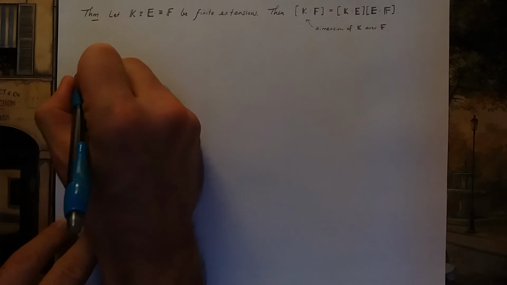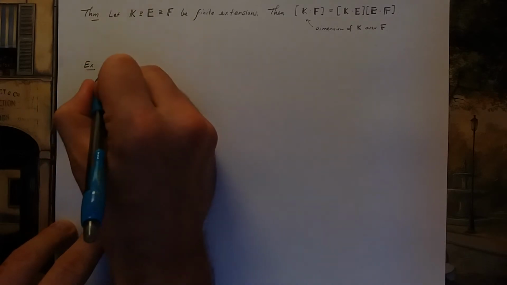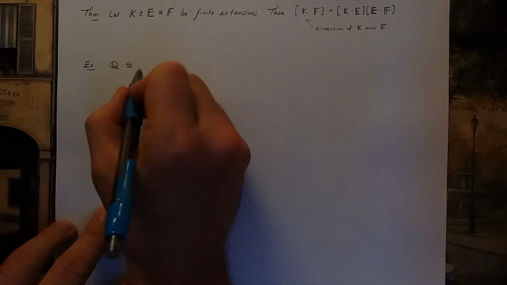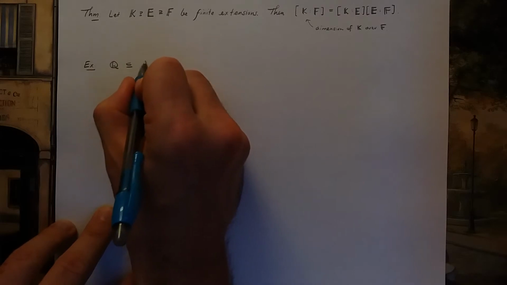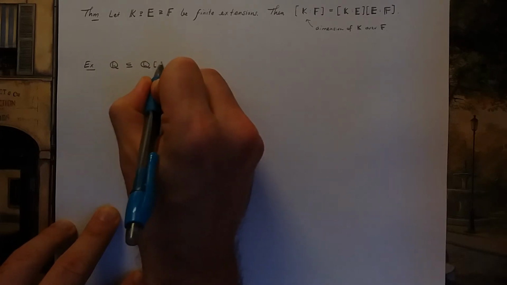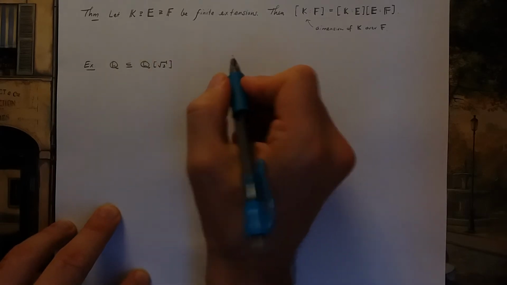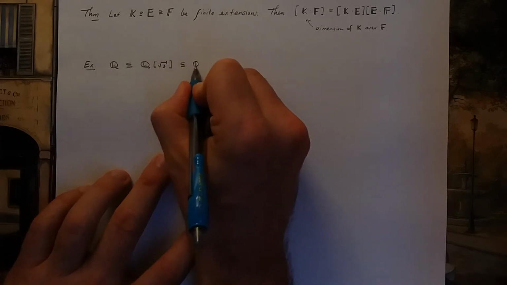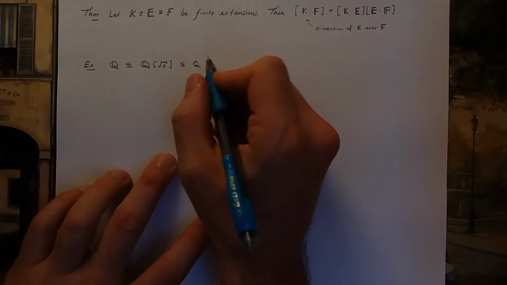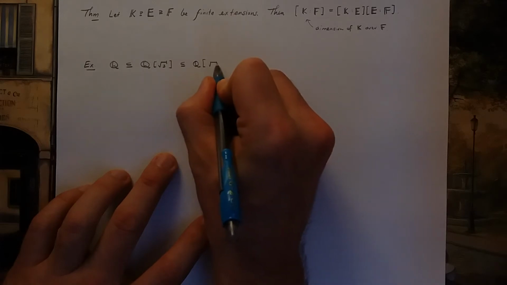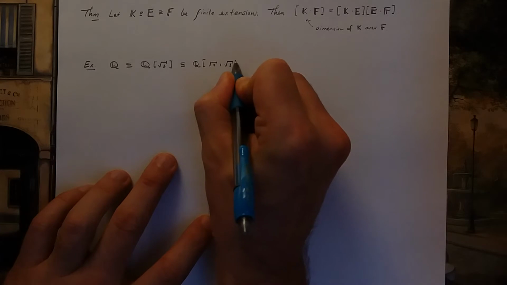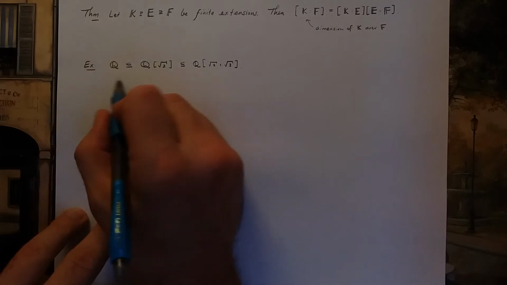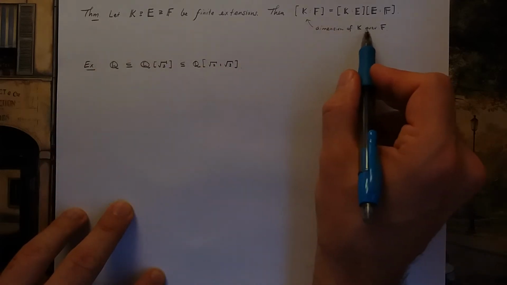Okay, so let me do an example. Let's consider Q. That's my first field. Q is a subfield of Q adjoined root 2. And this is a subfield of Q adjoined square root of 2 plus square root of 3. So let's see why, and let's find out the dimensions of each vector space.